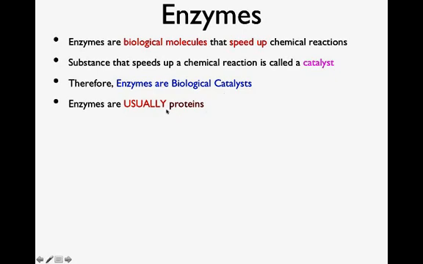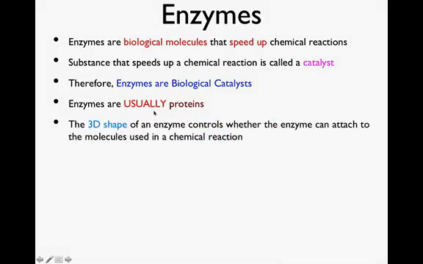Enzymes are usually proteins, or we very often think of them as proteins. They don't have to be. There are actually many biological catalysts out there that are not protein molecules, but many times people think of enzymes as being proteins, and the examples that we talk about here will be proteins. The three-dimensional shape of a protein enzyme controls whether the enzyme can attach to whatever it's supposed to attach to catalyze a chemical reaction.